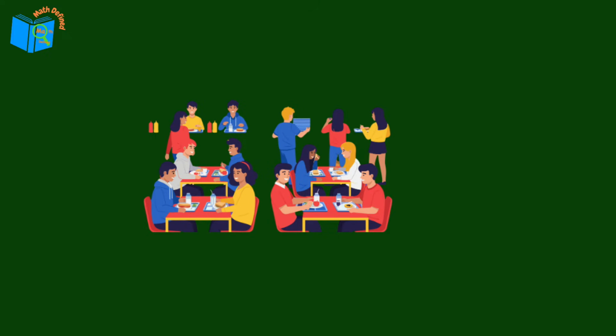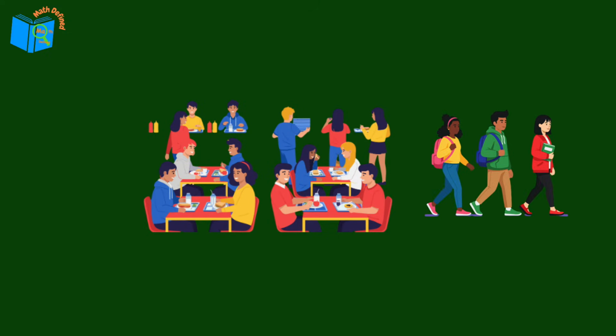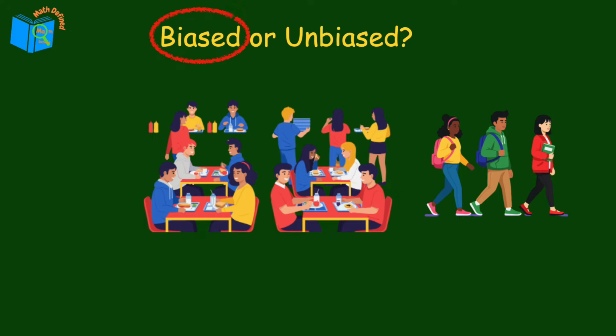What if we only surveyed students leaving the cafeteria at lunch? Would this sample be biased or unbiased? It's biased because it only includes students who eat in the cafeteria. Keep in mind, if your sample is biased, then your conclusion is not reliable. But if your sample is unbiased, your conclusion is much stronger.